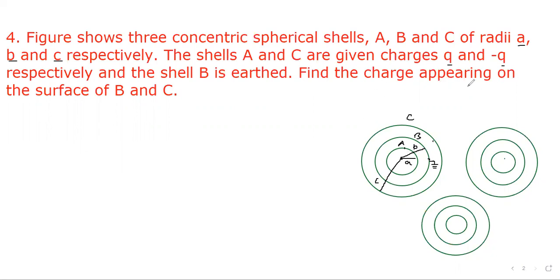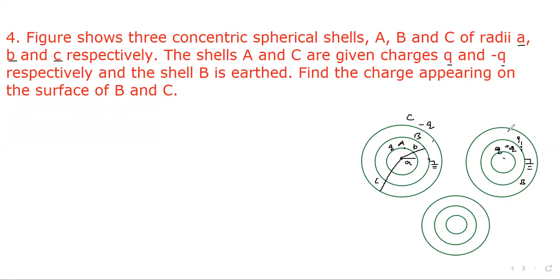Now, find the charge appearing on the surfaces of B and C. The situation is given. Here the charge is Q. This is earth. Here the charge is minus Q. Now, let's distribute the charges, keeping this earthed. Now, the charge is small q here. So, due to induction, there will be charge minus q on the inner surface of B, and let the charge here appear as Q1.